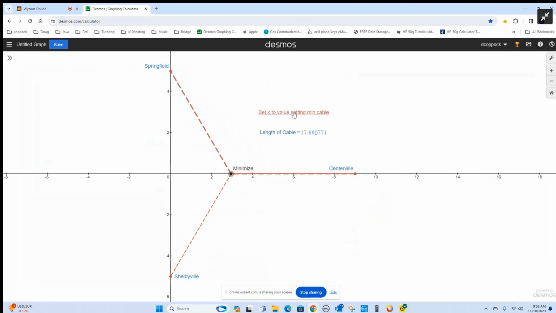And I can set the x value to that point. Looks like 17.66. Anywhere else, the amount of cable is greater than that amount. Okay, question is, how do we do that?